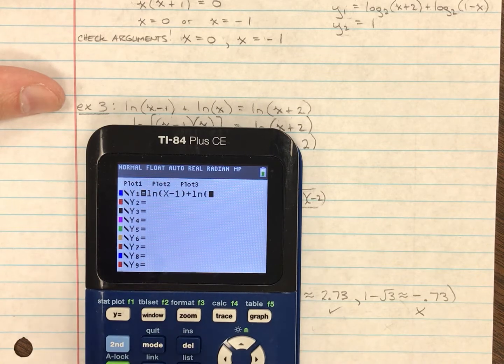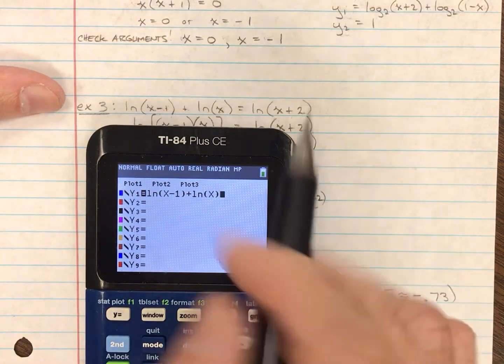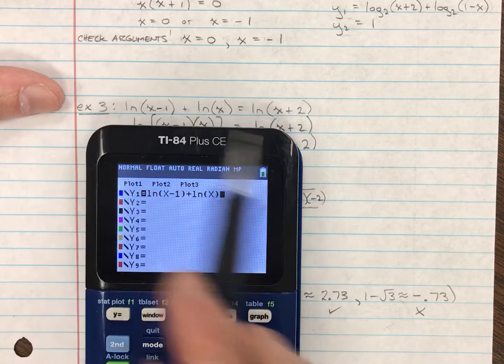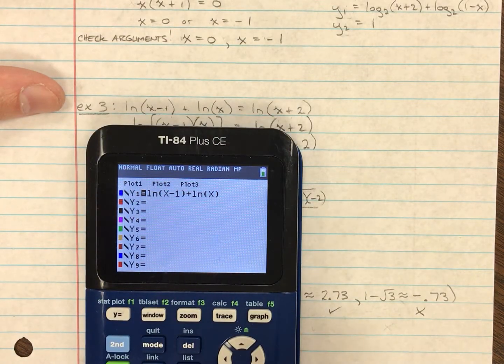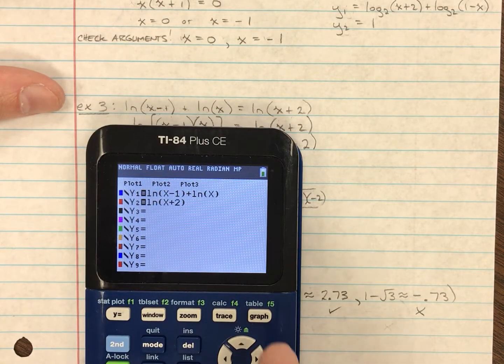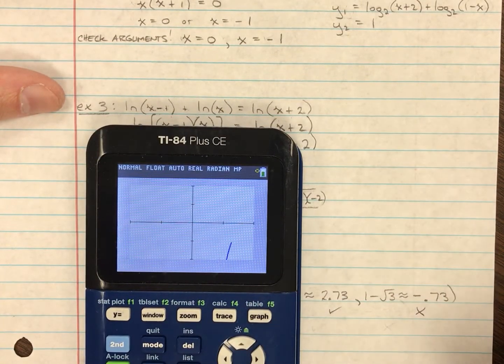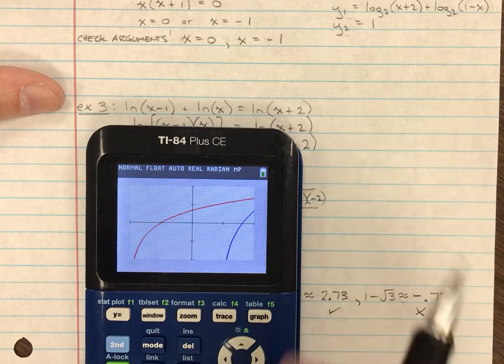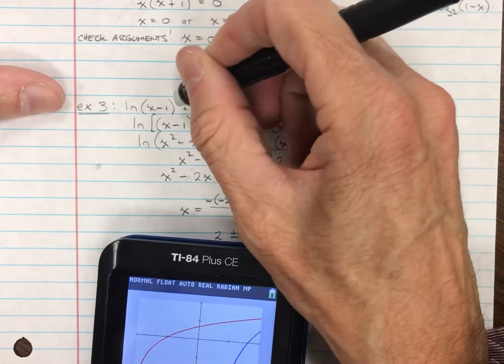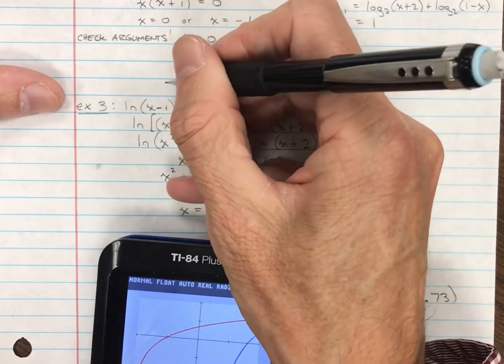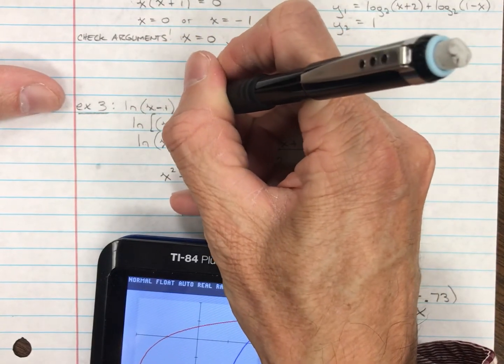plus the natural log of x, that's equal to y1 on the left side there. y2 is on the right side. It's the natural log of x plus 2. Okay, let's graph those. Oh, I forgot, I zoomed in. And it looks like I'm not going to quite make it with my zoom in. Okay, I think I've got it. Is that a plus there? Yeah, that's a plus. Okay, kind of small.